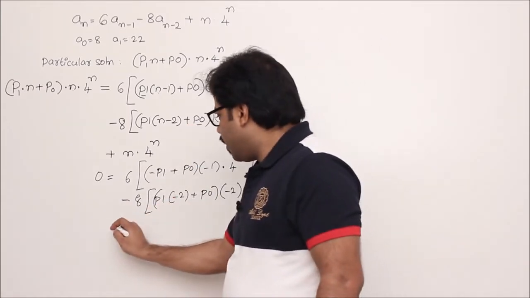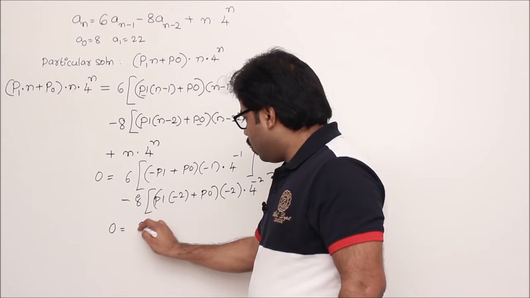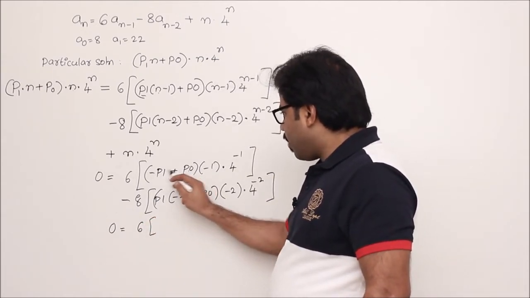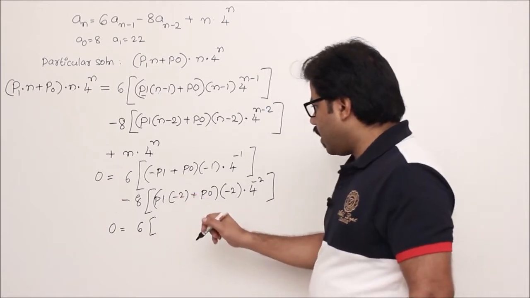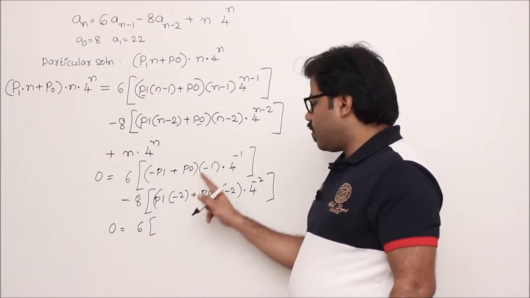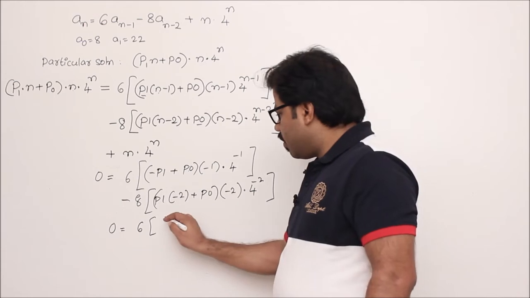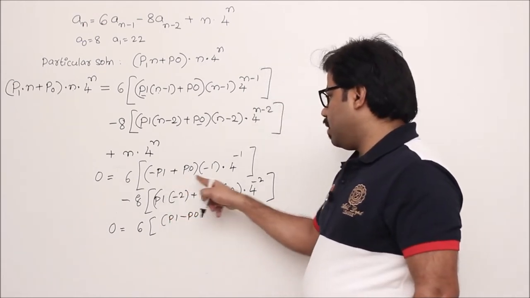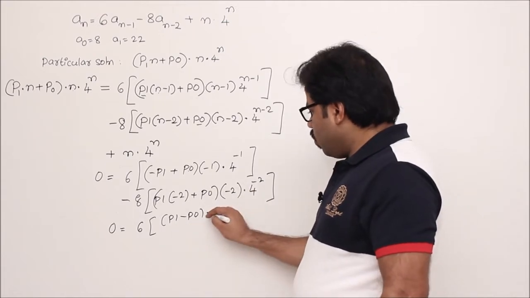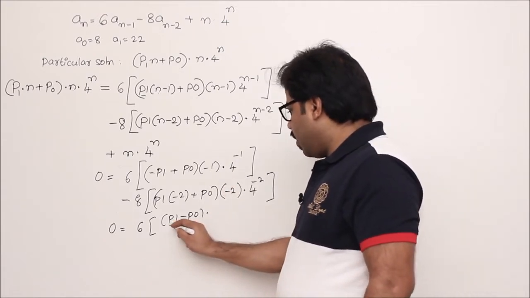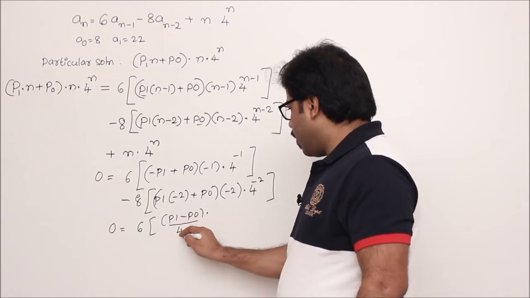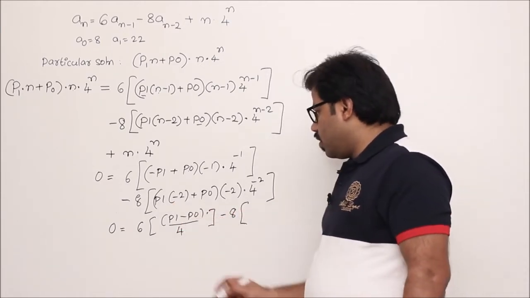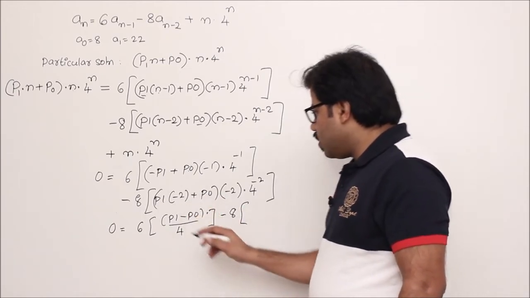If you simplify it, you get 0 equal to 6 into, so here see, p naught plus p naught minus p1 is nothing but p naught minus p1, correct? p naught minus p1 into minus 1, if I do, then the positions will be changed, correct? You get p1 minus p naught, correct? So finally p naught minus p1 into minus 1 is p1 minus p naught, into 4 power minus 1, which is nothing but by 4, correct? I can do by 4. So minus 8 into this one. If you see this one, it is p naught minus 2p1.